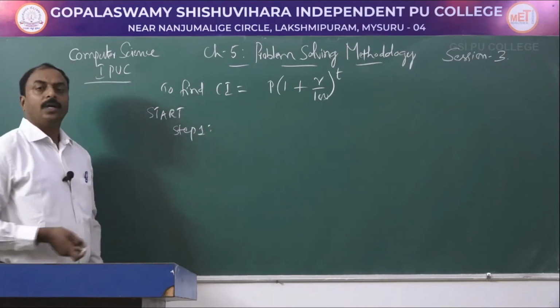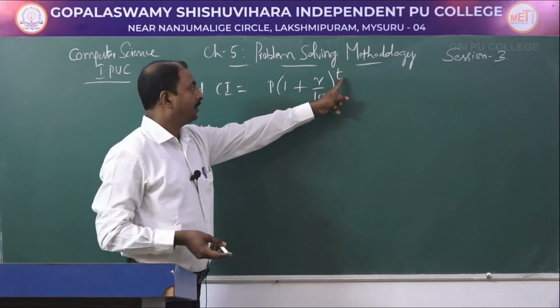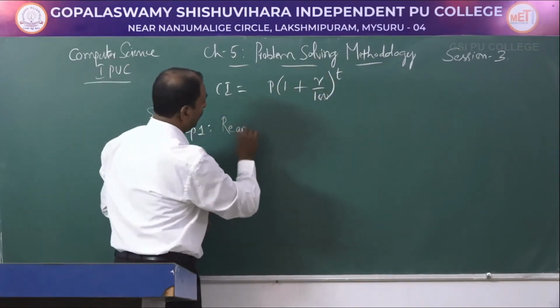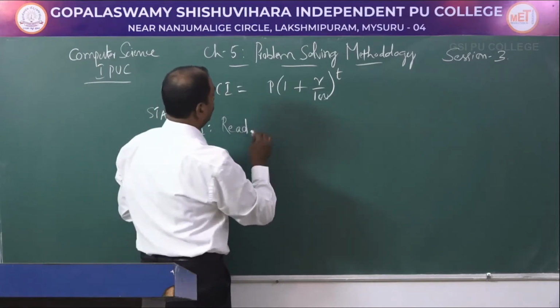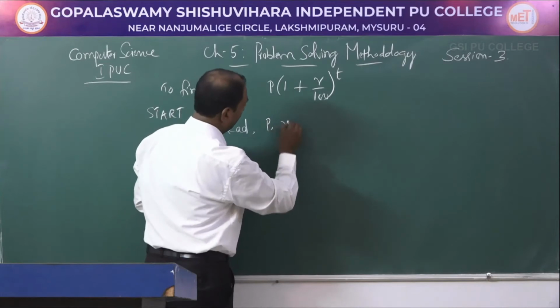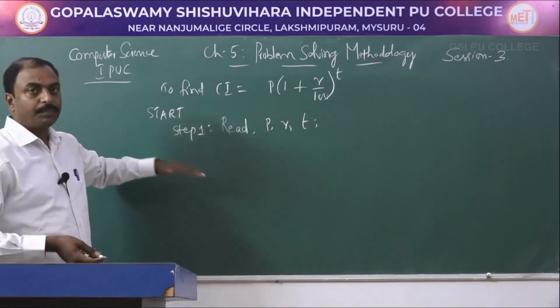Step 1 is we have to accept the values of P, T and R, that is, we have to read the values of P, principal, rate of interest and time. This is the first step. So what is the second step here?